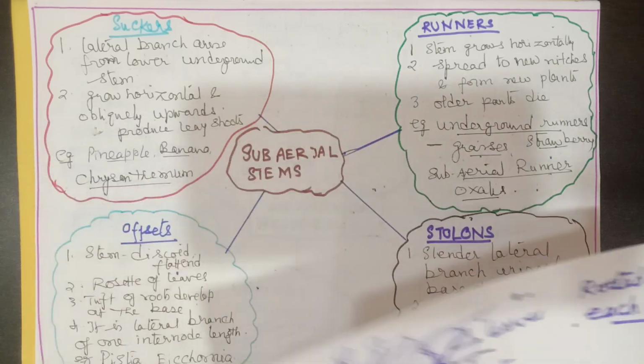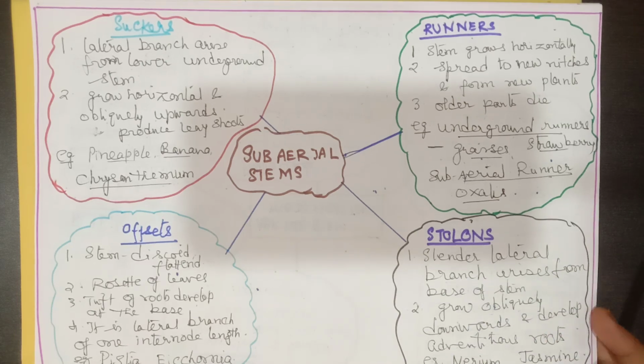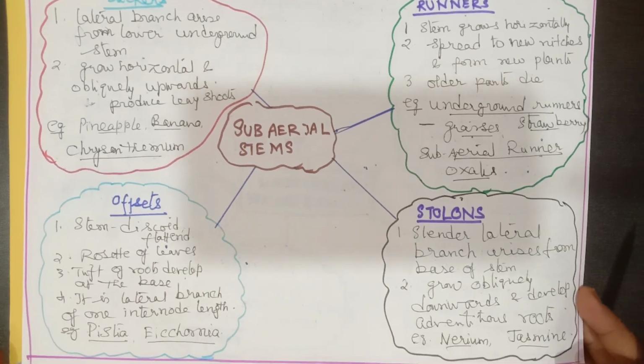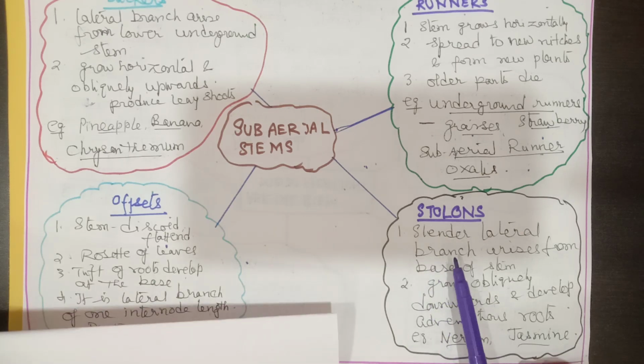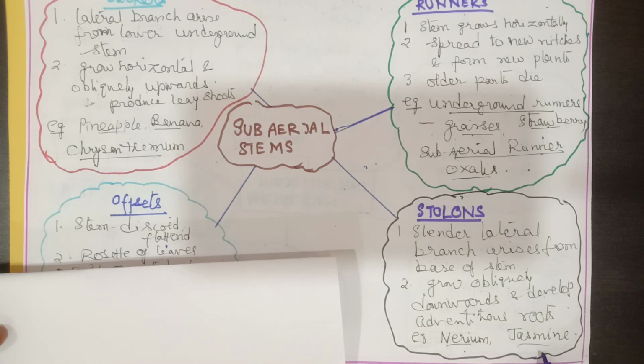Now next we can see stolons. The next subaerial stem modification is stolons. A stolon is a slender lateral branch that arises from the base of the stem and grows obliquely downwards, developing adventitious roots, like for example in the case of nerium and jasmine.